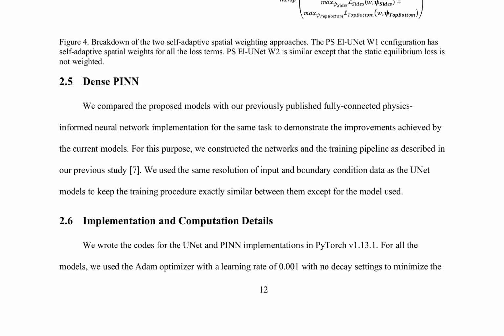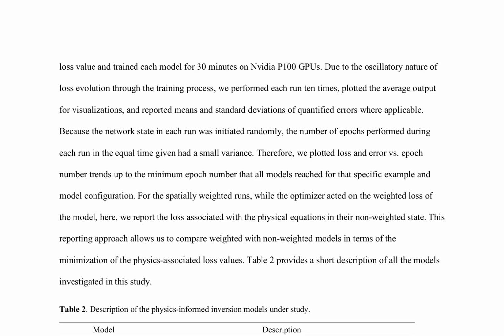All models were implemented in PyTorch version 1.13.1, with the Adam optimizer used to minimize the loss functions at a learning rate of 0.001 without any decay settings. Overall, the research presents a novel neural network architecture and self-adaptive spatial loss weighting methods aimed at improving the estimation of Lamé parameters in inverse elasticity problems. By leveraging the strengths of both PINNs and UNets, the proposed models offer a promising approach for solving complex physics-based problems efficiently and accurately. Here is the combined summary.